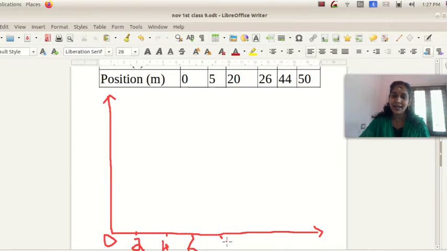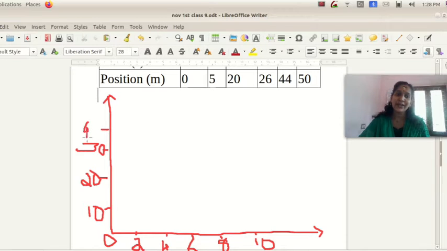6, and 8, 10. Here we are taking 1 centimeter as 10 meter. This also should be equal. Each 1 centimeter should be equal, students. 30, 40, but here it is not equal.